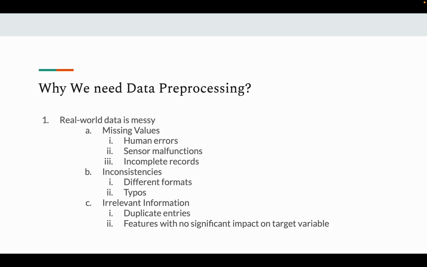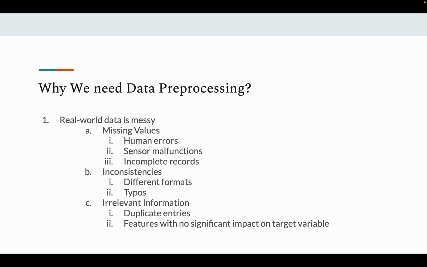So missing values may occur for different reasons. One is definitely human errors. Data may be collected by humans, and definitely there is some percentage of human errors in all data sets. And maybe we are collecting data through sensors, so there may be sensor issues. The sensor may not be working, or there may be some power issues, then we may be missing some data in between. Okay, then incomplete records.